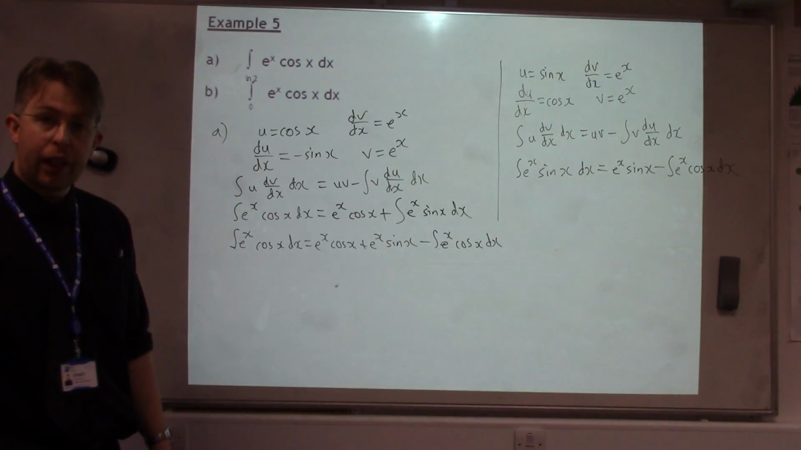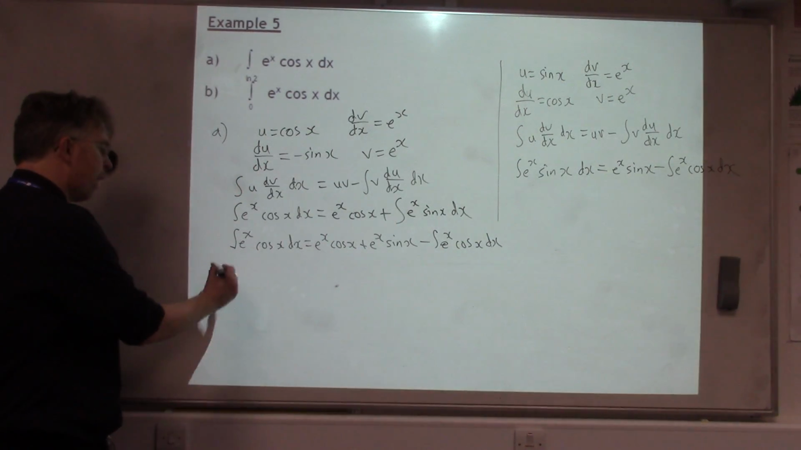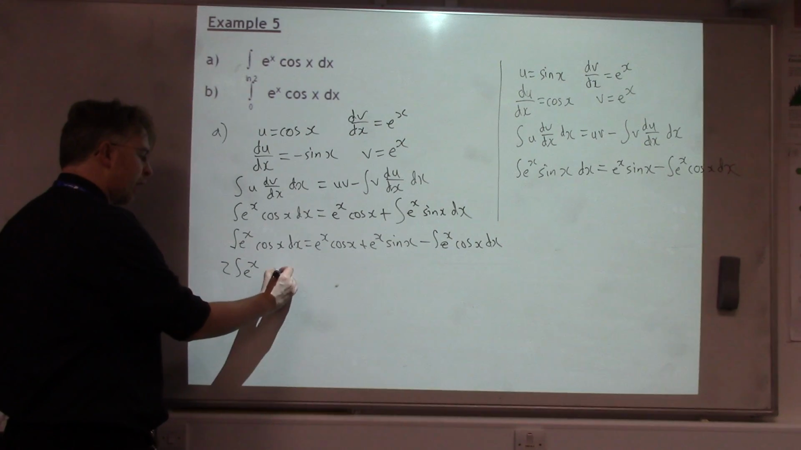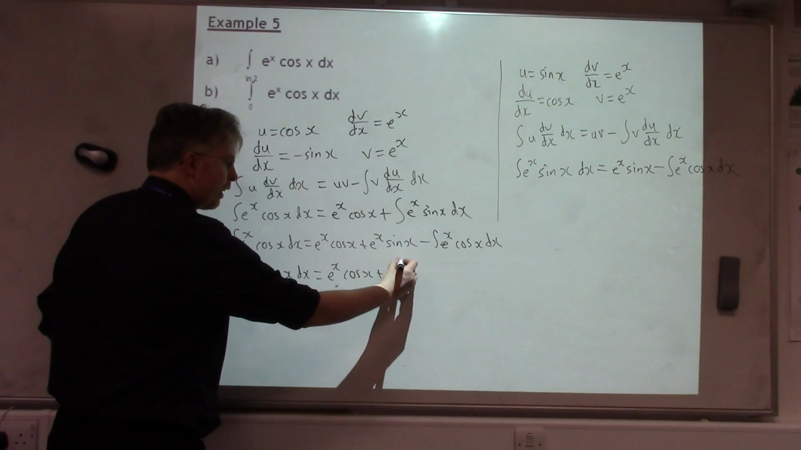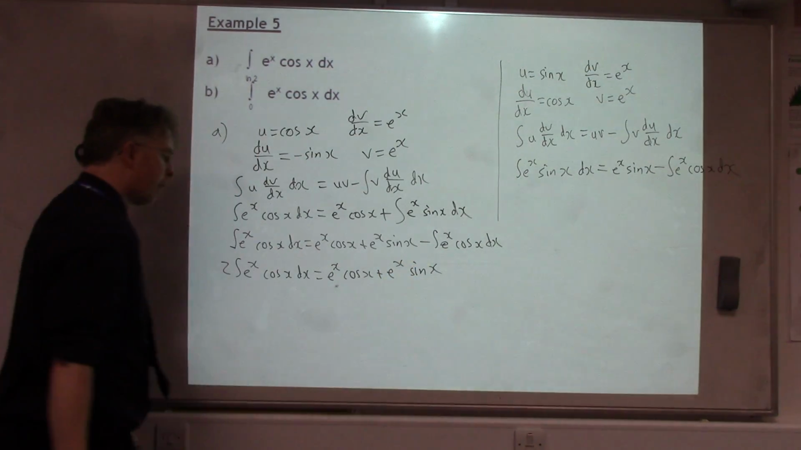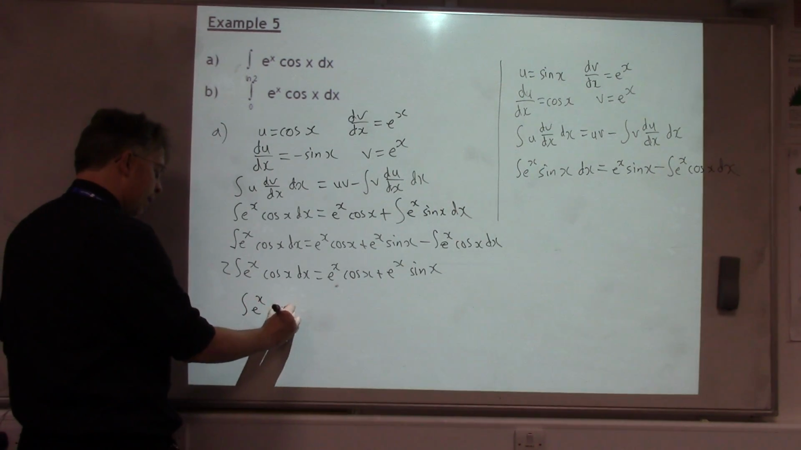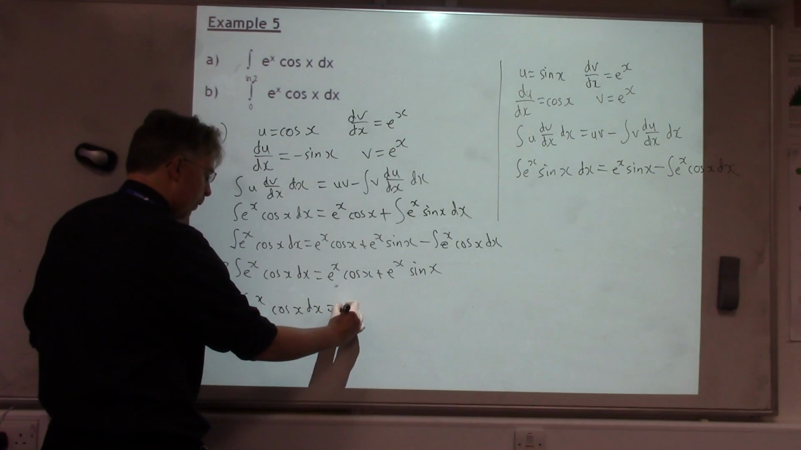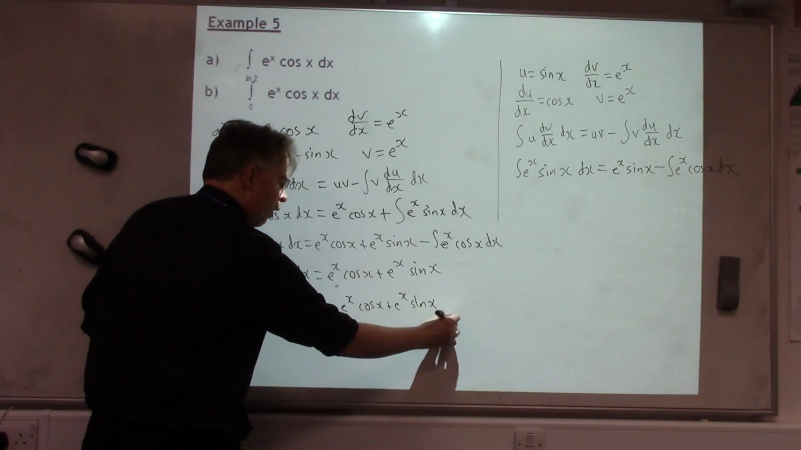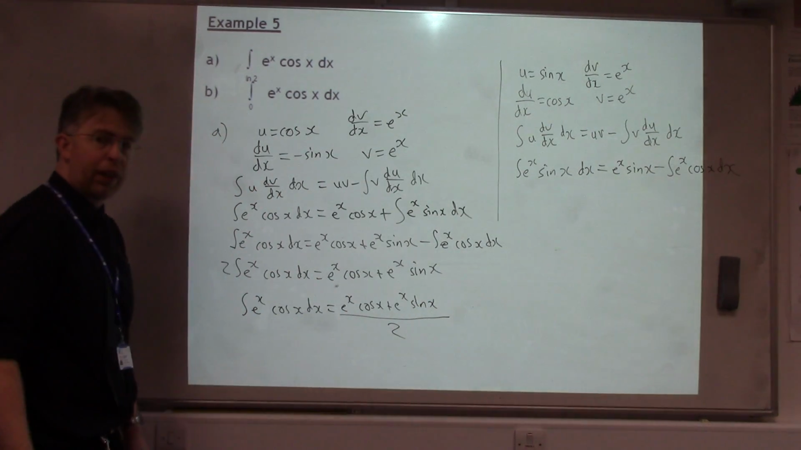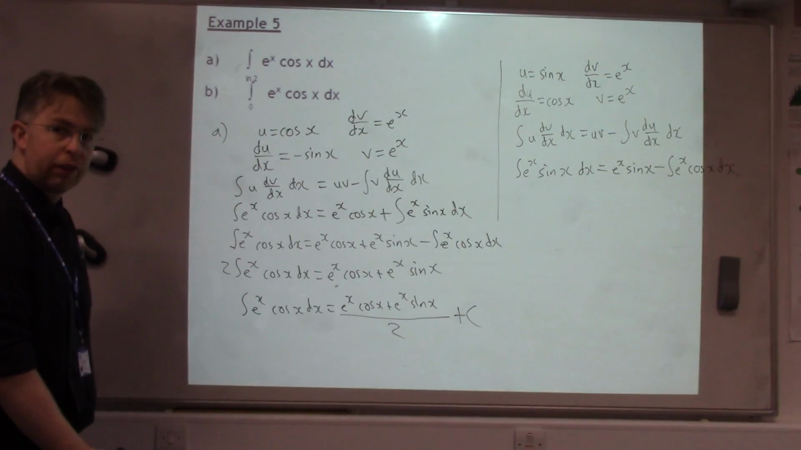Now what's unusual is we've got the same integral now on both sides. So we can add that integral to both sides and we'll get two lots of the integral of e to the x cos x dx equals e to the x cos x plus e to the x sin x. Then to get the integral we just need to divide through by 2. So we get e to the x cos x plus e to the x sin x all over 2. And oh, we've kind of integrated without integrating, so we still need our plus c, constant of integration.